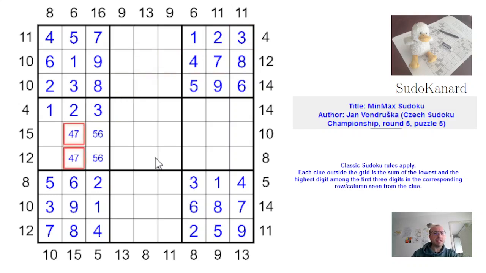Here I need 4 and 7, here I need 8 and 9, but now this 15 can only be 9 plus 6, with 7 in between, so this is 8, 4 and 5, this works for the 12th clue.